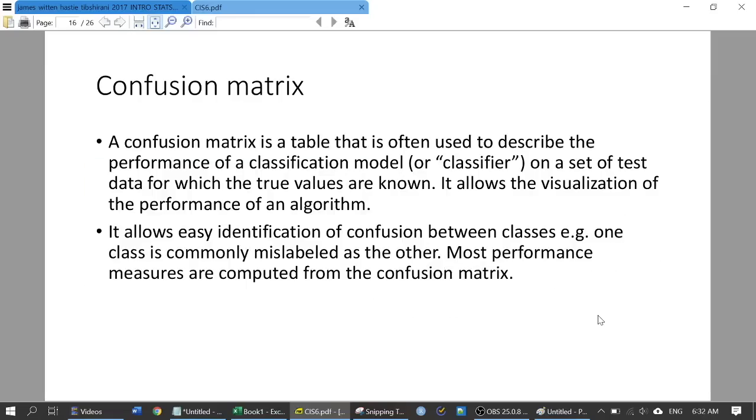looks like this, but let me just finish this one. It allows easy identification of confusion between classes, for example, where one class is commonly mislabeled as the other. So most performance measures are computed from the confusion matrix.